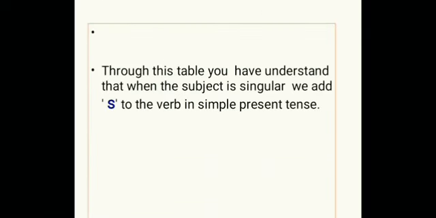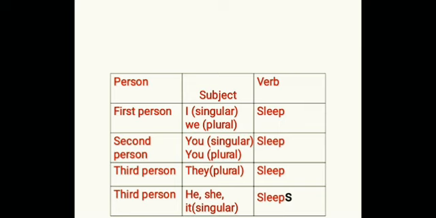Through this table, you have understood that when the subject is singular, we add s to the verb in simple present tense. Person, subject, verb. First column person, first person, subject I singular, verb sleep. We do not add s to the verb when we use I as a subject. I singular because I refer to myself. So we do not add s to the verb.